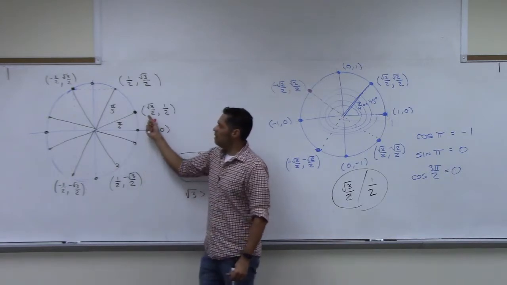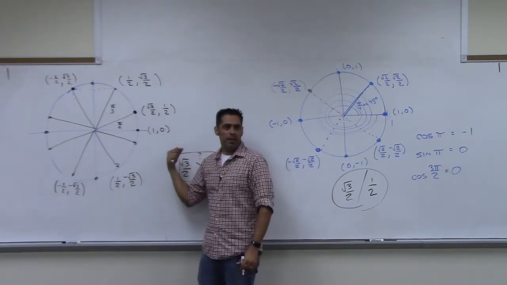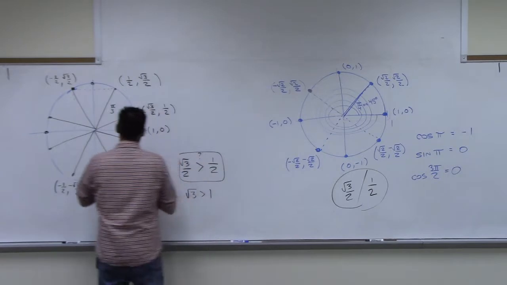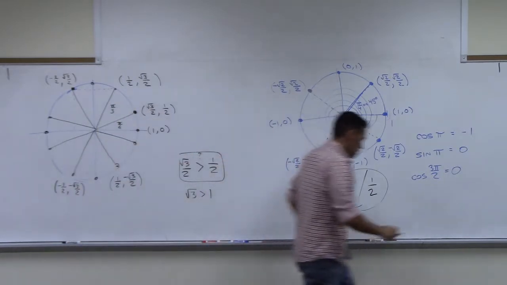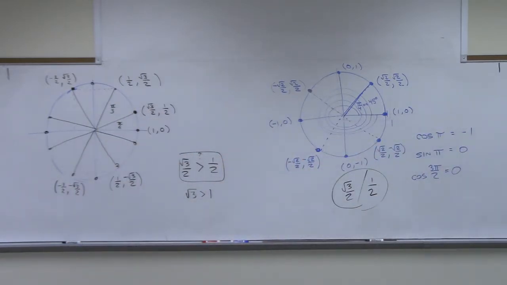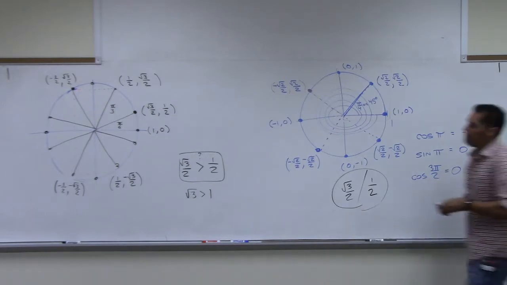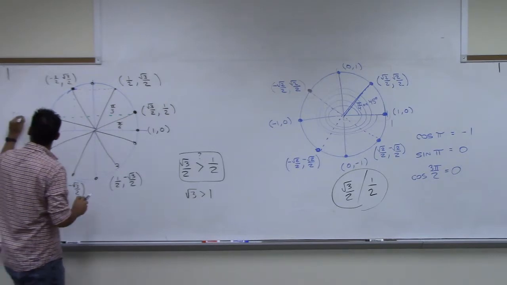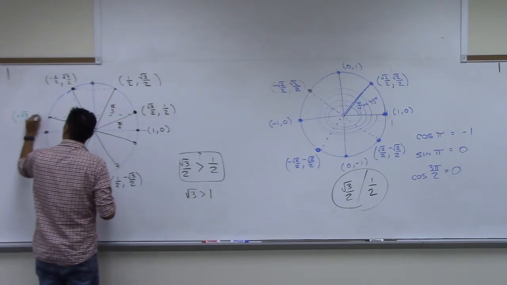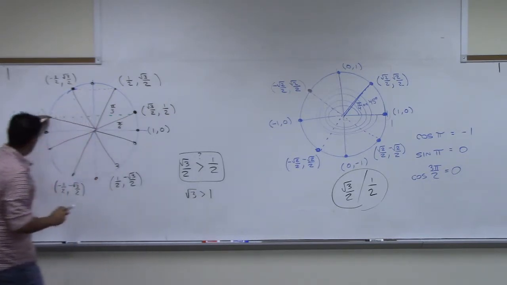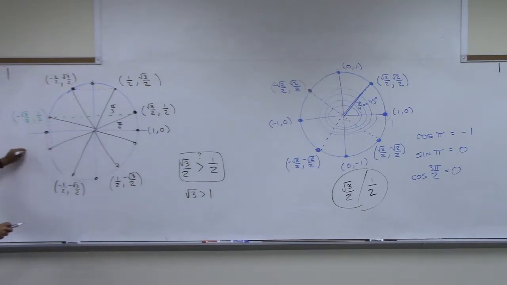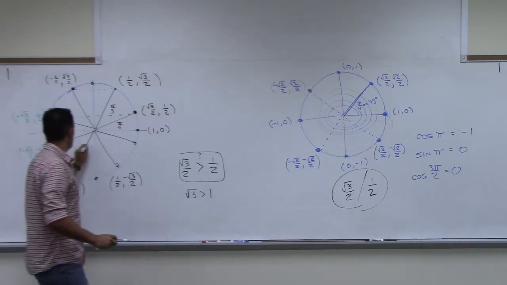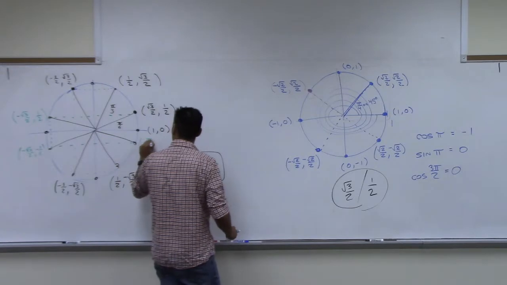Now I'm going to take this one and reflect, reflect, reflect. So when I reflect this one over, what's the x coordinate and y coordinate over there? So negative root 3 over 2 and positive 1/2. Reflect it down, which puts you here. They're both negative. And then reflect it over here, positive, negative.